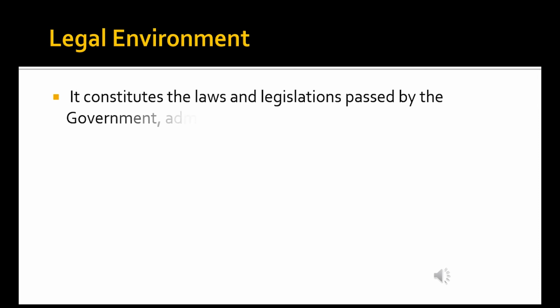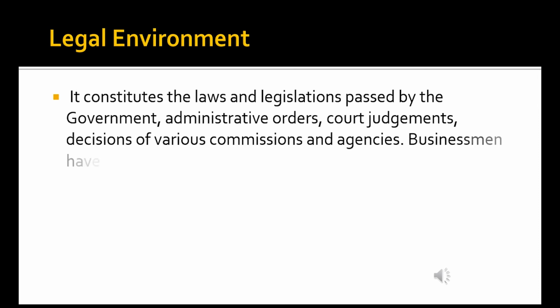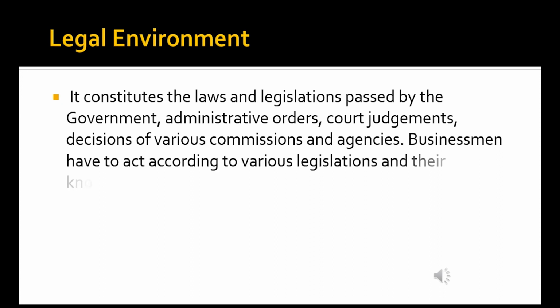Fifth point is legal environment. Legal environment includes various legislations and laws passed by the government, administrative orders, court judgments, decisions of various commissions and agencies. Businessmen have to act according to various legislations and their knowledge is very necessary. Non-compliance of laws can land the business enterprise into legal problems.